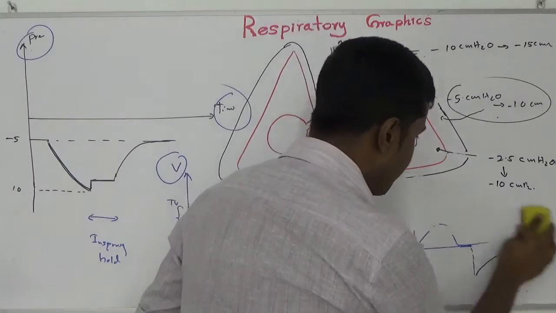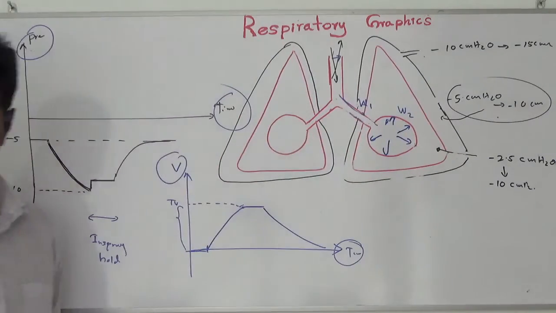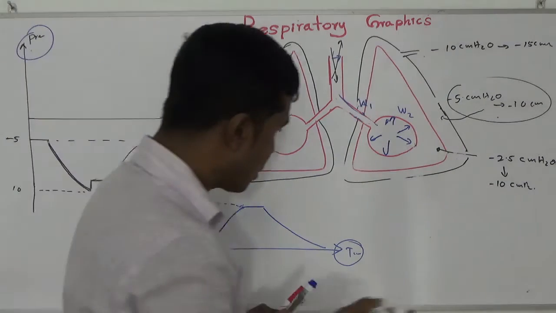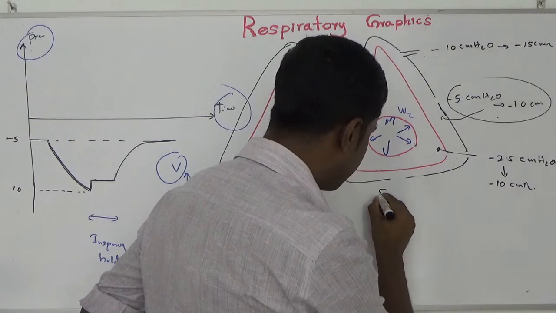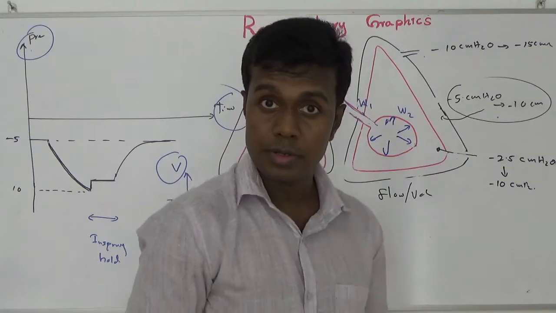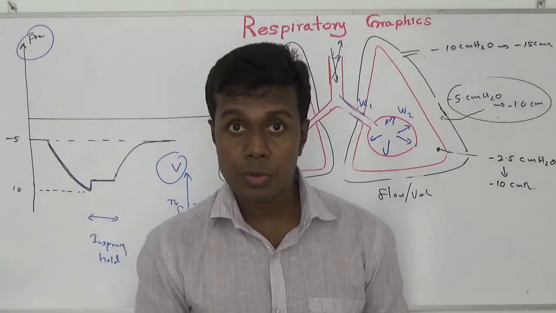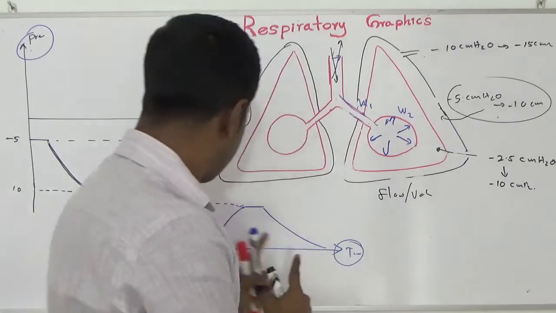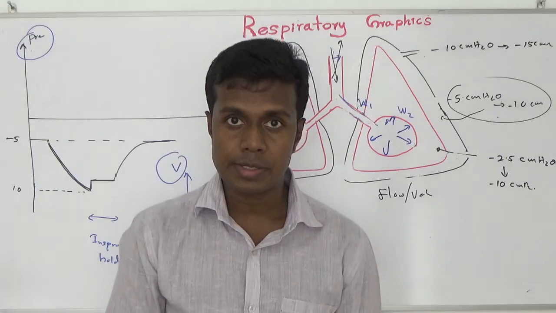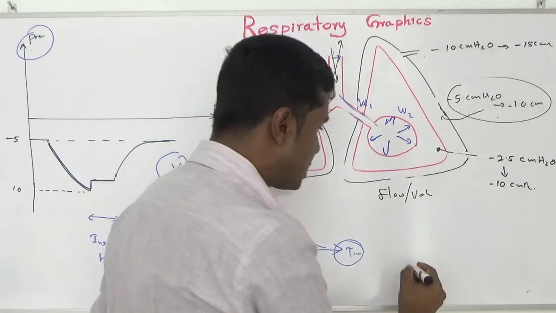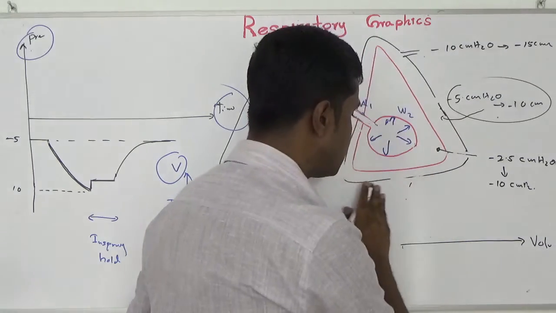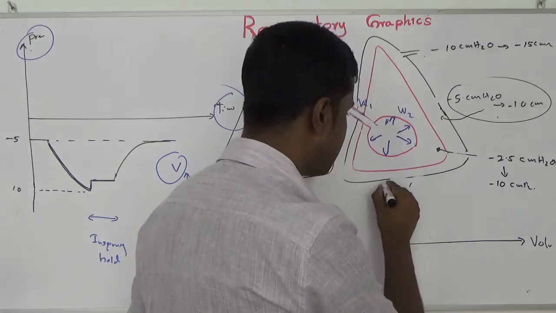Now I am going to draw the flow volume relationship of my lung. Look carefully. Now I am going to compare this volume changes curve and flow changes curve simultaneously. This is my volume axis. This is my flow axis.